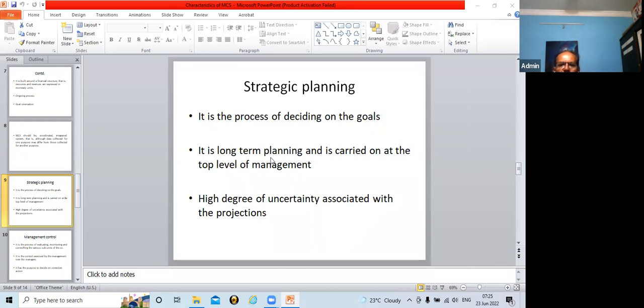Now in strategic planning, top management is involved. Please do remember, lower level and middle level management are there to implement the strategy, to work upon it as per the strategy. Then there is a high degree of uncertainty associated with the projection.